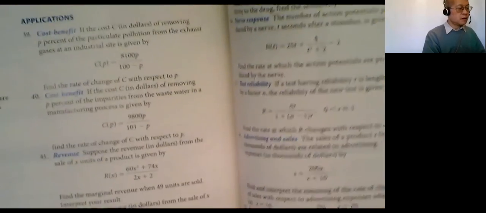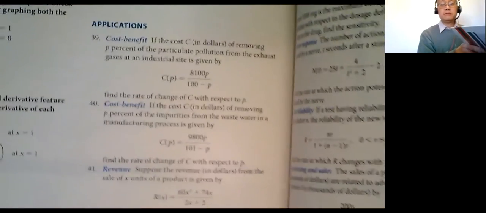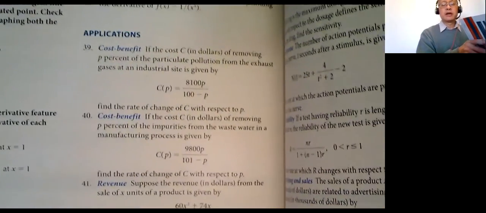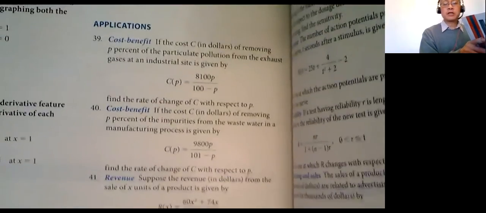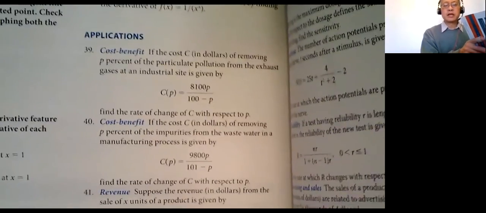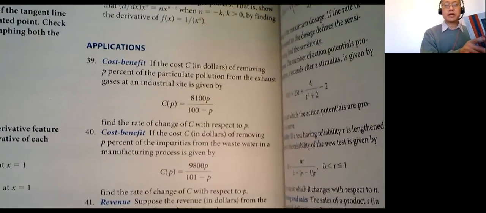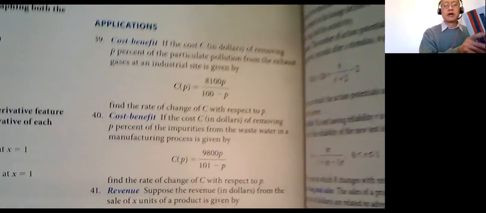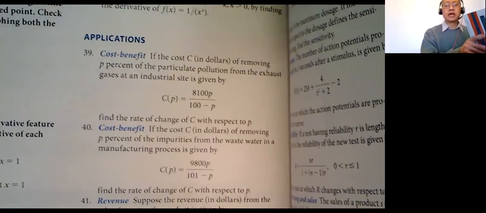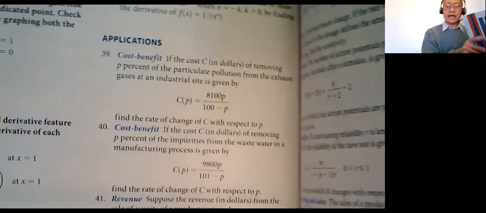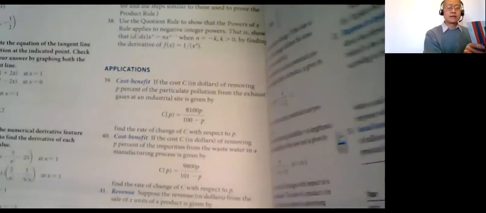Okay, 39 and 43. Number 39: they give you a cost function in terms of price. C of P, C is cost, P is price, equals 8100 P divided by 100 minus P. Find the rate of change of C with respect to P. Take the derivative. That's all.